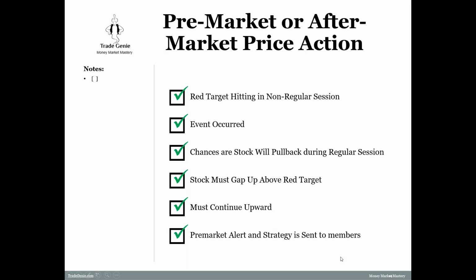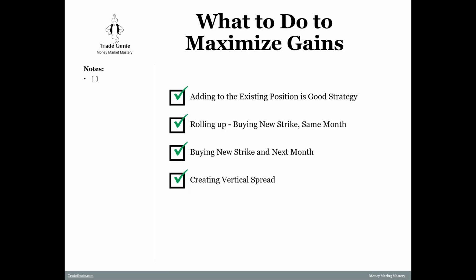Pre-market alert and strategy send. So we do send out a pre-market alert, revised target, etc., that this position is gapping up or gapping down. When this target is hit, we will be sending you the alert. That's the way we do it. What to do to maximize gain?